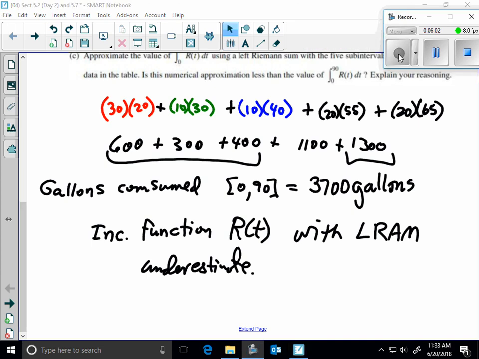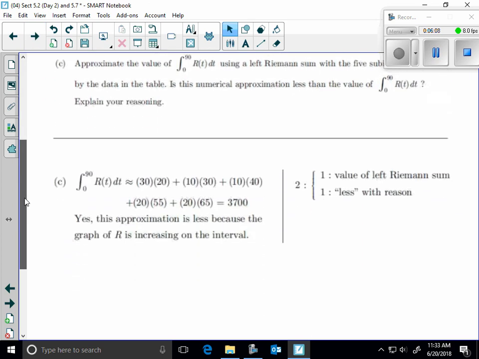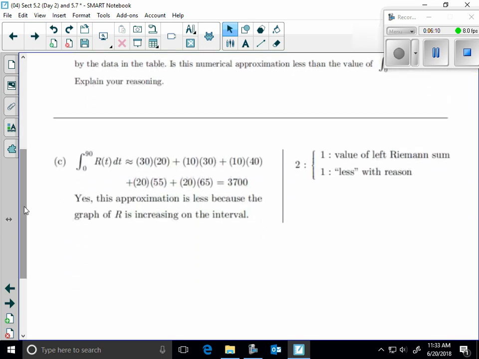I believe I have the key on the next page. Let's see how we did. Part C, 3,700 gallons. Yes, this approximation is less than the graph of R. Less than the graph of R is increasing in the interval. Because, I missed a word there, because.